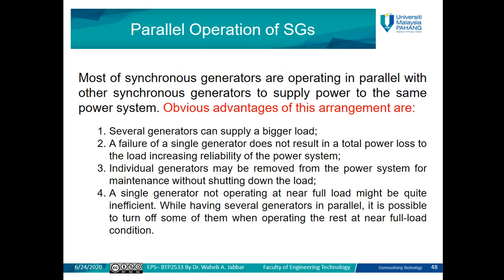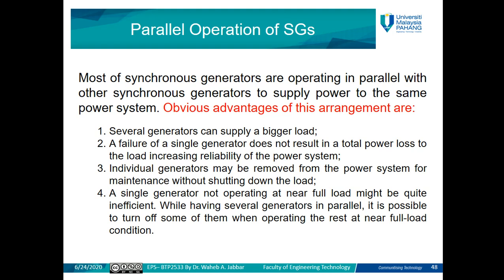Failure of a single generator does not result in total power loss. If I have only one generator and it fails or is shut down, I cannot supply the load. But if I have two or three generators, and one of them is shut down, the others can still supply the existing load. Individual generators may be removed from the power system for maintenance. So if I have several generators connected in parallel, and one of them needs to go under maintenance, I can stop it and the other generators continue to supply the load.